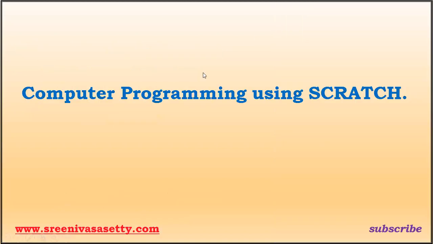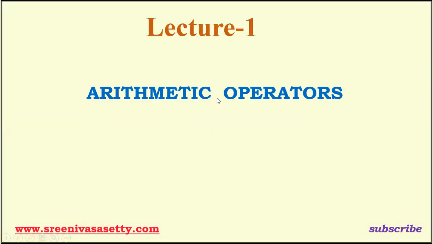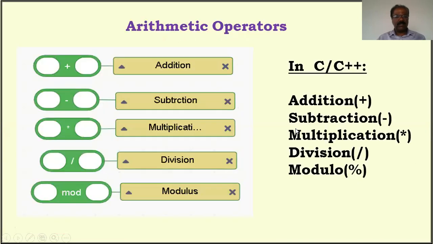Welcome to the video lecture on computer programming using Scratch. In this lecture, I'm going to explain about operators, that is, arithmetic operators. These are the blocks used to perform arithmetic operations. We know that we have five important arithmetic operations. Arithmetic operators are also called binary operators. Binary in the sense that it is two. It requires two numbers, two data.